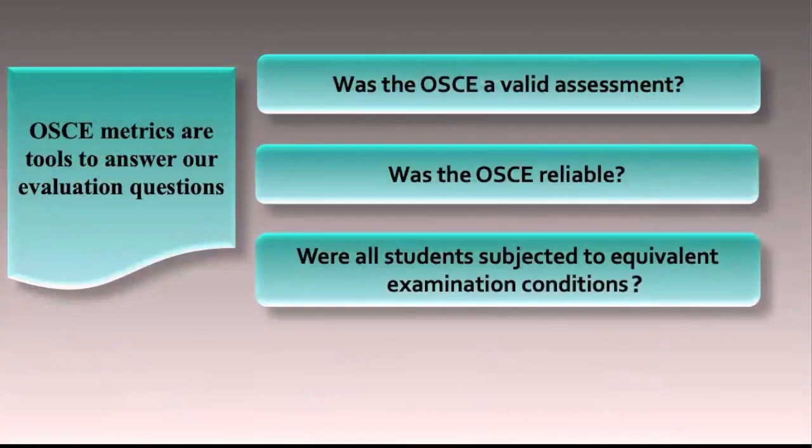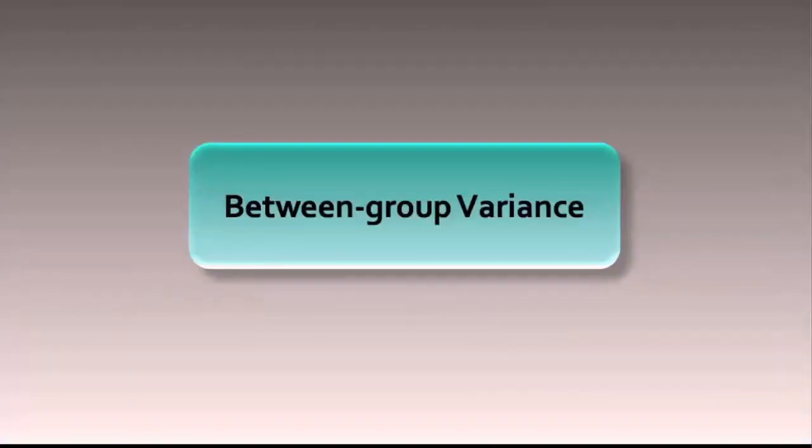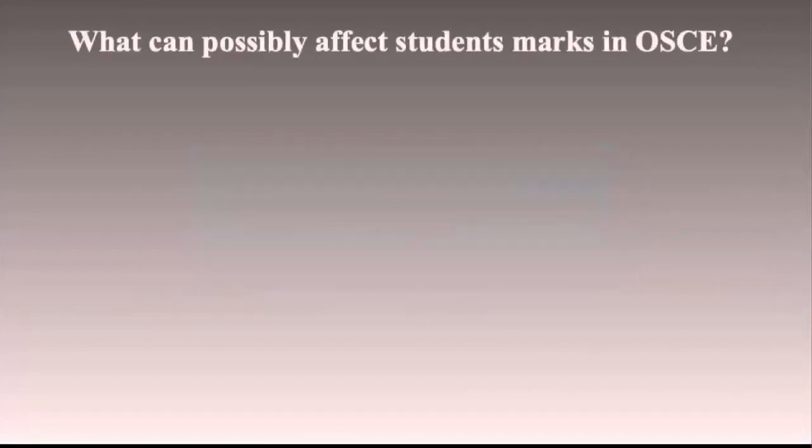It's time now for our third evaluation question, the question of fairness. Were all students subjected to equivalent examination conditions? We measure that by using the between group variance. So, in an OSCE exam, there are factors that might affect the scores of the students.